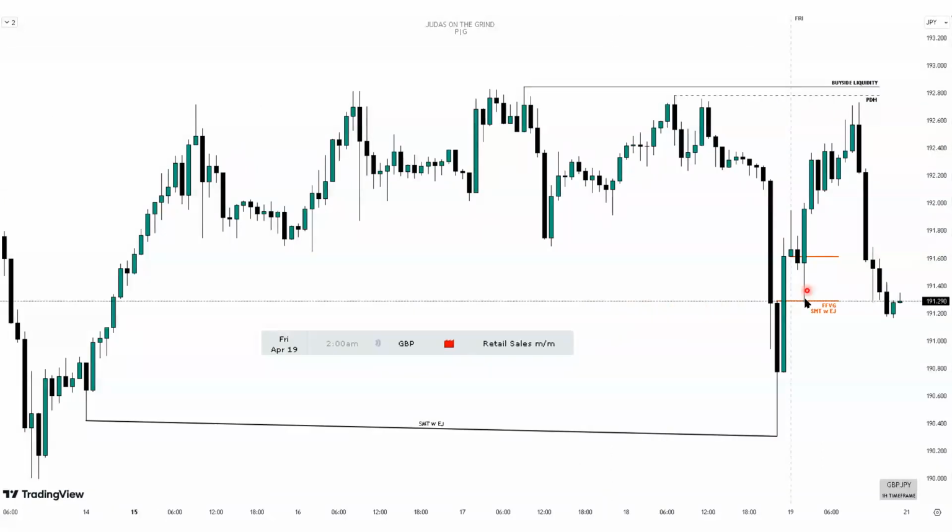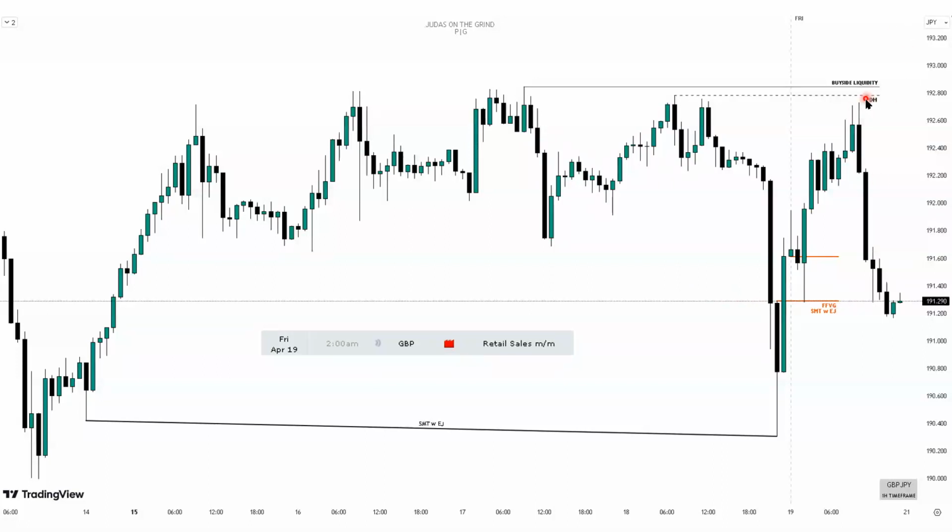As you can see, GJ is right here. It trades all the way to the low of that fair value gap. So that's another SMT right there. It's still signaling that EuroJPY is much stronger than GBPJPY. So that's how you utilize SMT.